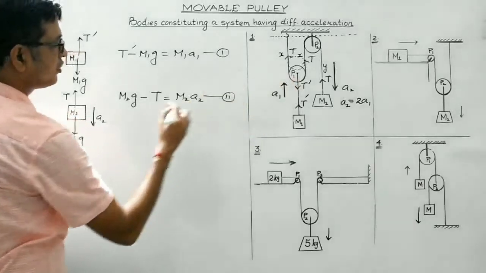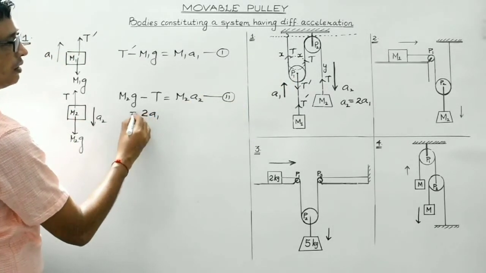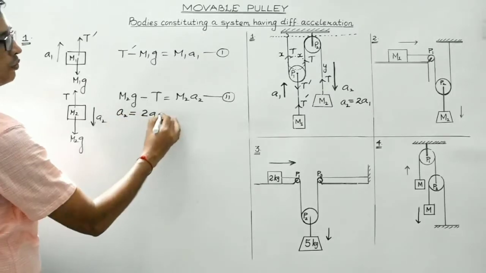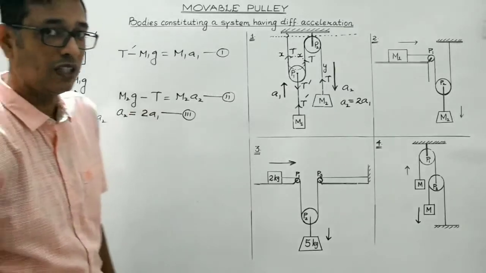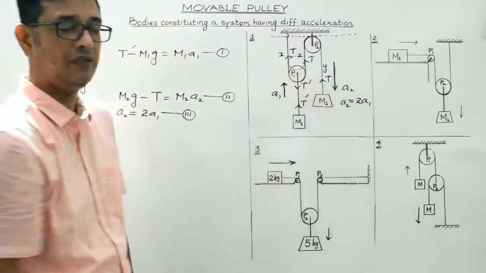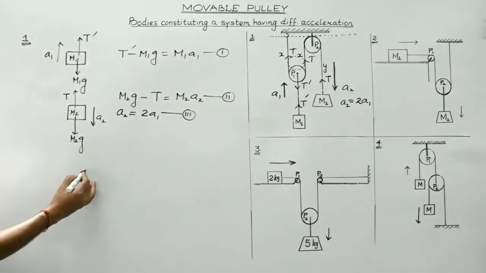What is the other relationship? A1 or twice A1 is equal to A2. This is the third relationship. This we have mathematically proved, as well as by sheer logic also it can be easily verified. Right? Third relation for this pulley, student.